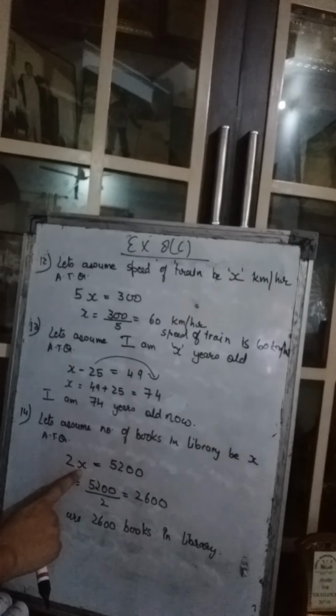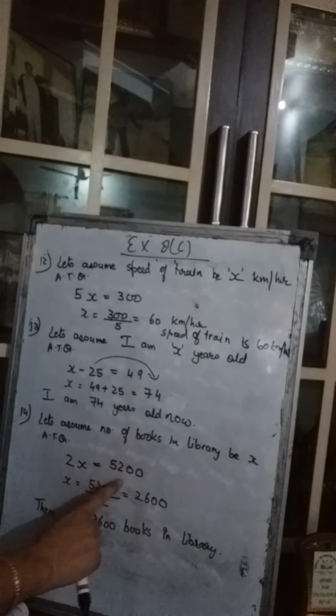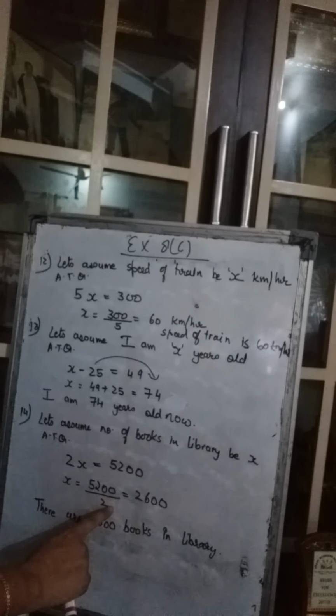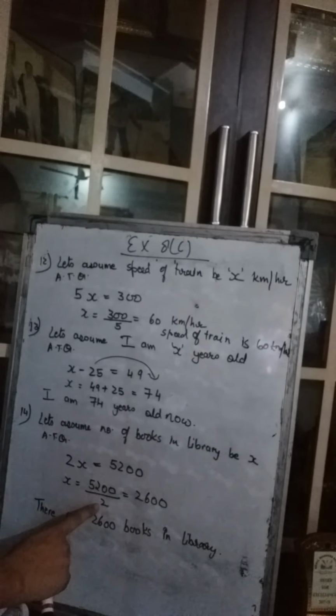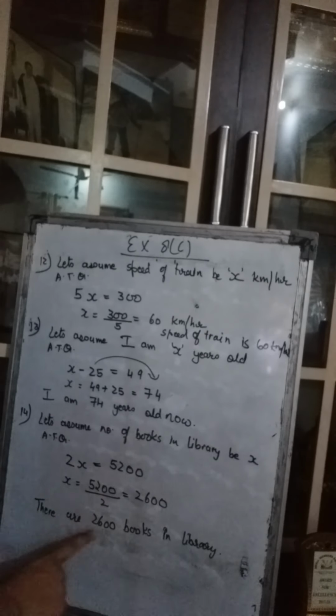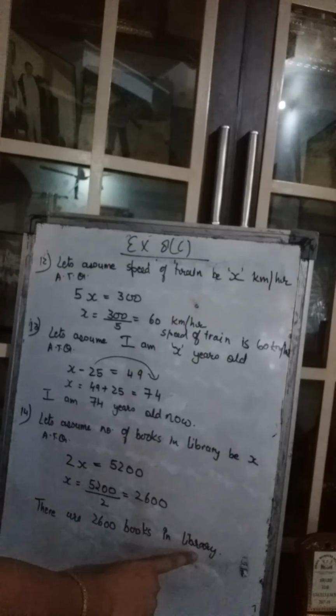Now find the value of X. X is equal to 5200. 2 was getting multiplied here. When we take it on the other side, it becomes division. So 5200 divided by 2 gives you 2600. Value of X is 2600. So that means there are 2600 books in library.